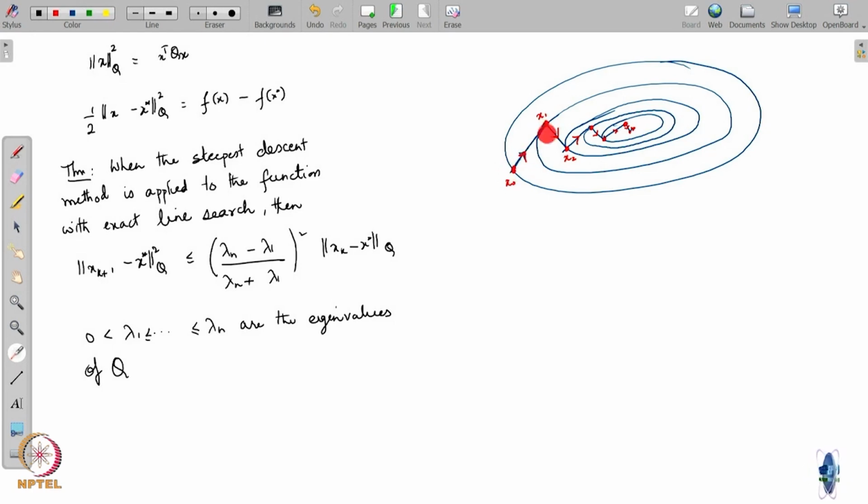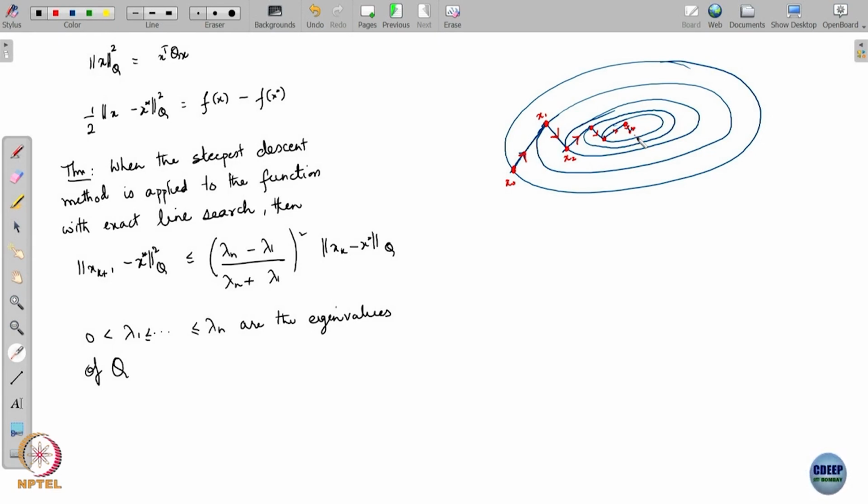First you go in this direction, then you go in this direction, then this way, then this way, then this way, etc. The extent to which you will end up zigzagging really depends on the condition number, or the ratio of the largest to the smallest eigenvalue.